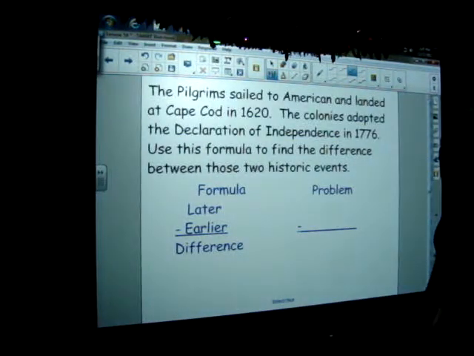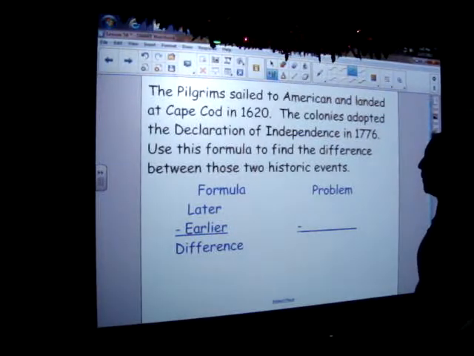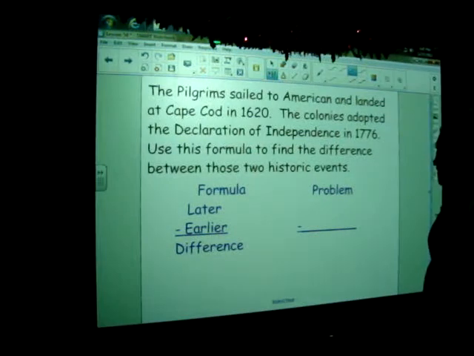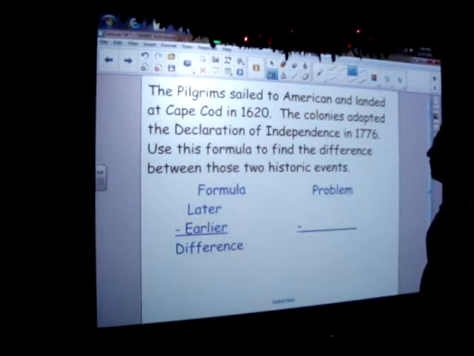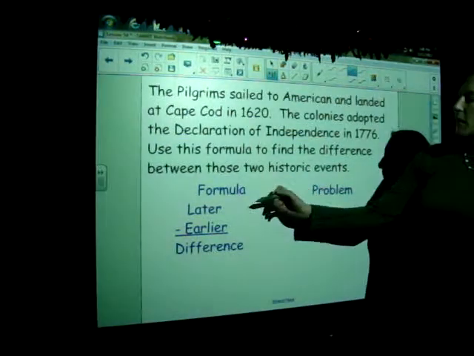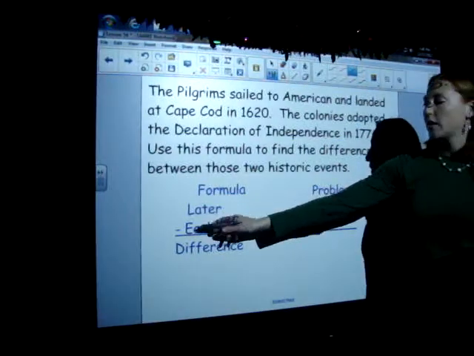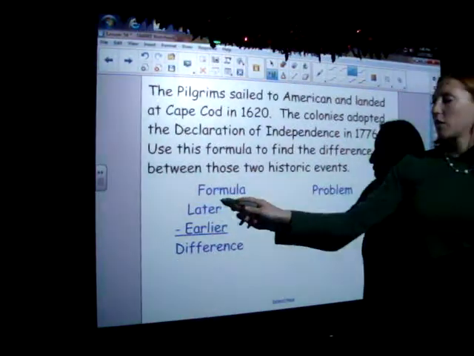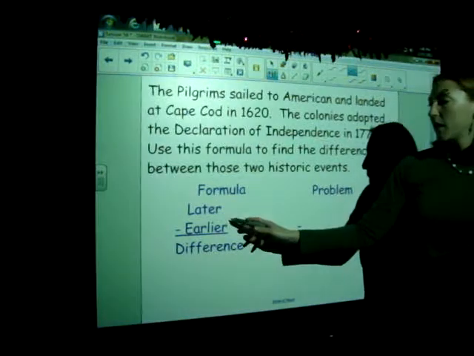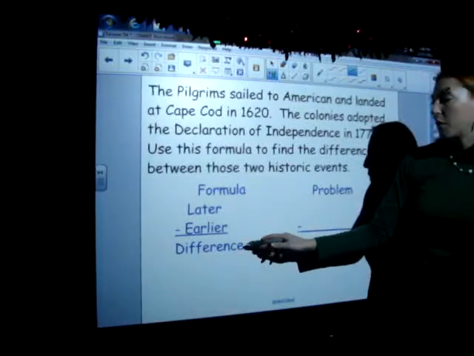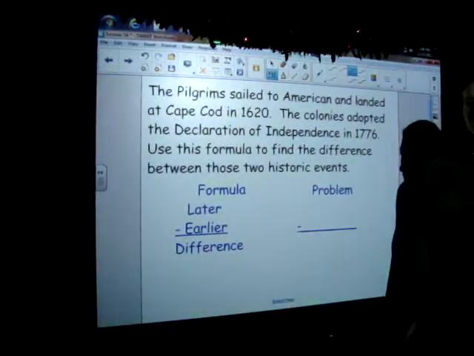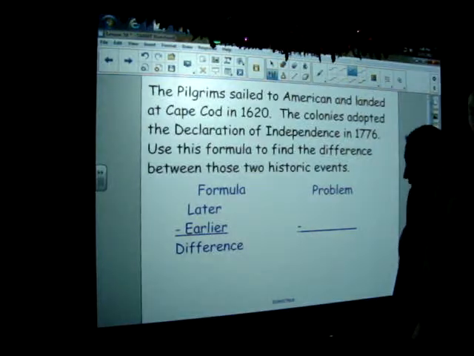Right, we're going to look at problems involving dates and elapsed time. The Pilgrims sailed to America and landed at Cape Cod in 1620. The colonies adopted the Declaration of Independence in 1776. Use this formula to find the difference between those two historic events. So our formula is we're taking something that happened later and subtracting from something that happened earlier. So this number, the later number, would be larger, so we put it on top, minus a smaller number that happened earlier, and we come up with a difference. And when we come up with a difference, that means that we are subtracting in the problem.